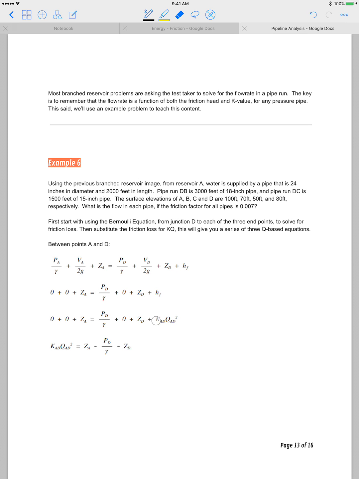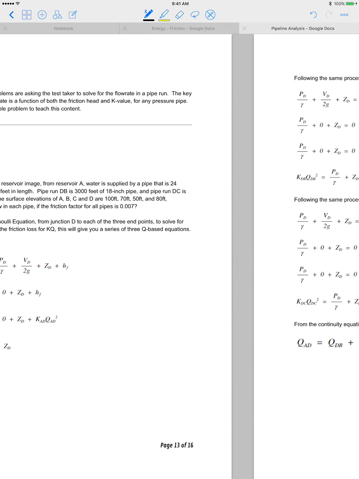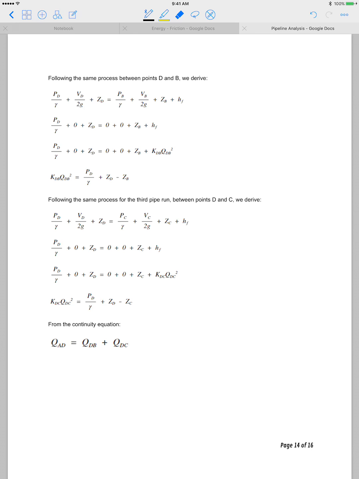So this is H sub F, and if we solve for it, we have height at A, pressure head minus pressure head at D minus the height at D. That is equal to that. If we do the same thing for between points D and B, will yield a very similar equation. I recommend you crunch those out as well. And if you do the same things between D and C, we'll derive a very similar equation.